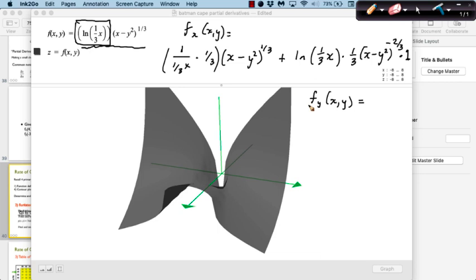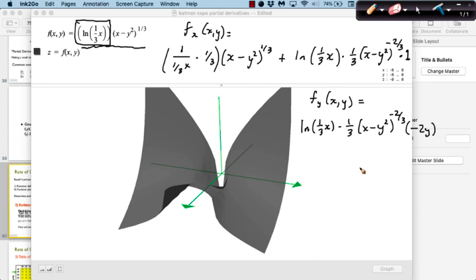Chrissy, did you get it? Tell me. 1/3 times. So what happens to this in the partial with respect to y? As it is. So natural log of 1/3 x times 1/3 parentheses x minus y squared to the negative 2/3, and then times negative 2y. So when you started, was it this 1/3 you were saying? Okay, sorry, I didn't realize that. I thought you were doing something else.